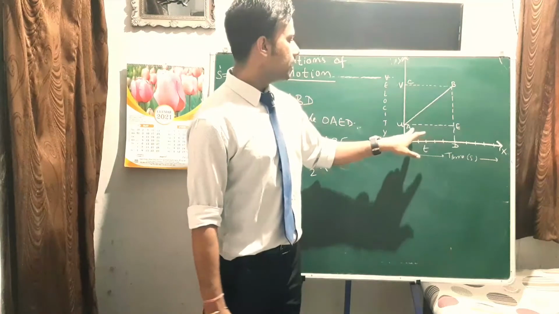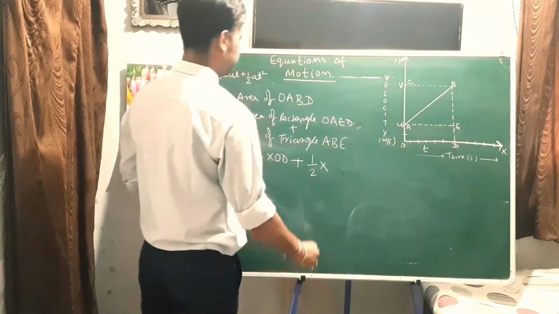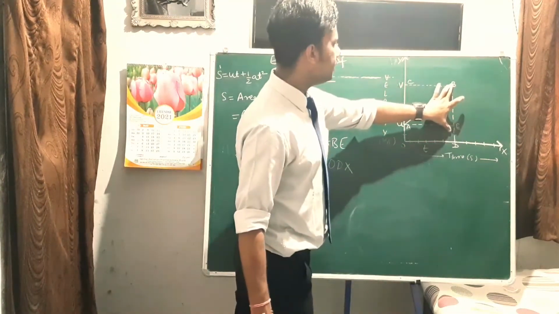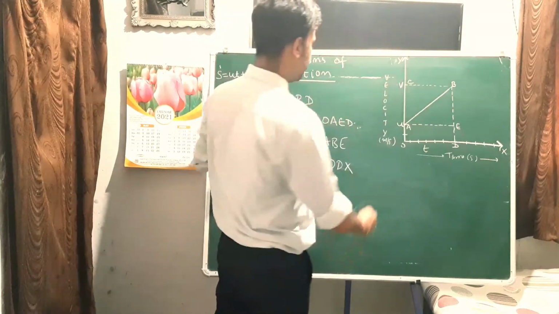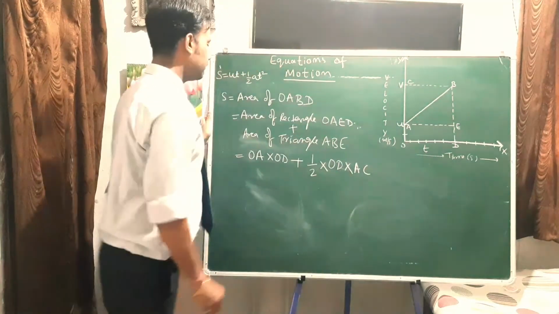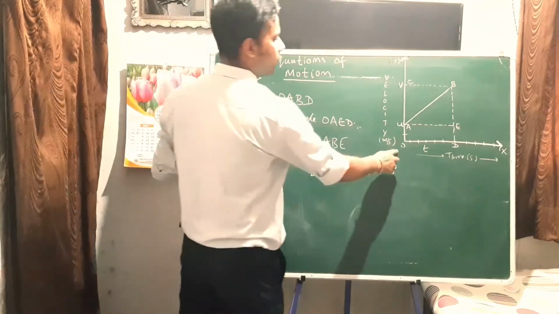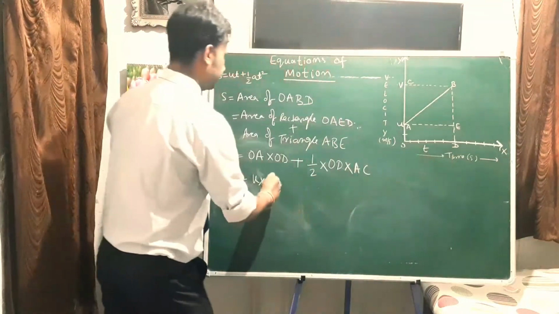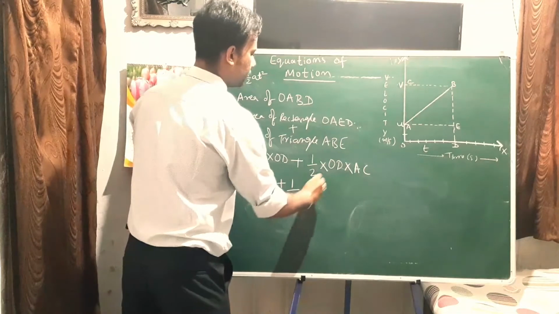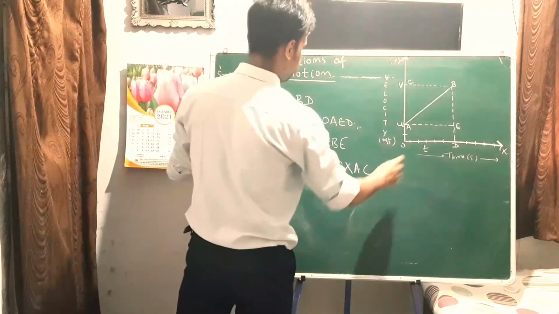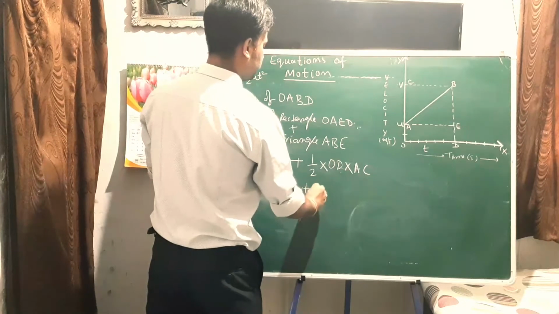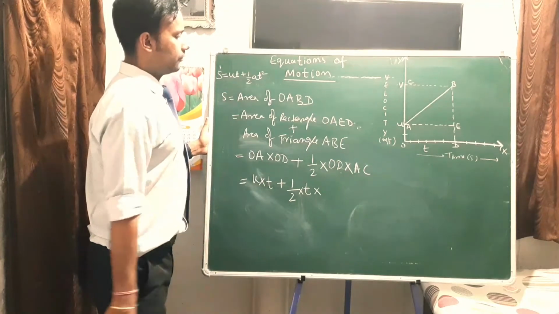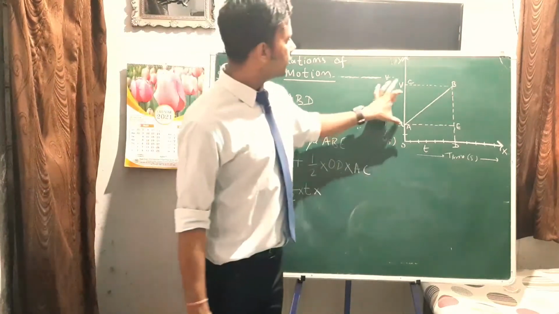See, we can see that here AE is equal to OD. What is height? Height is EB, and EB is nothing but AC. What is OA? OA is U. What is OD? OD is T, plus half. What is OD? OD is again T. And AC is this.